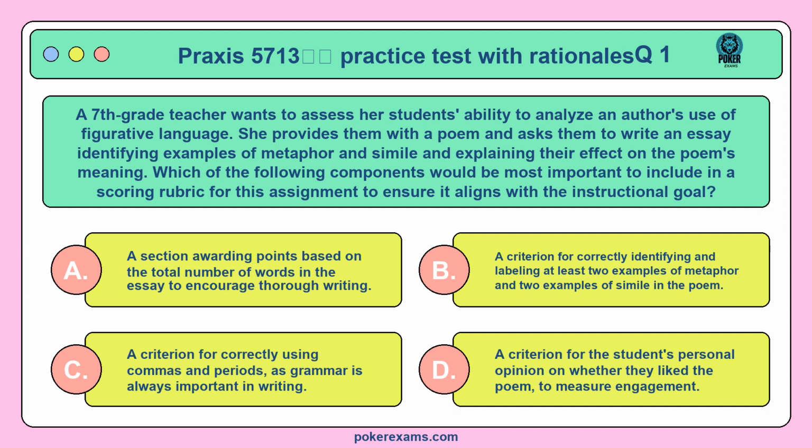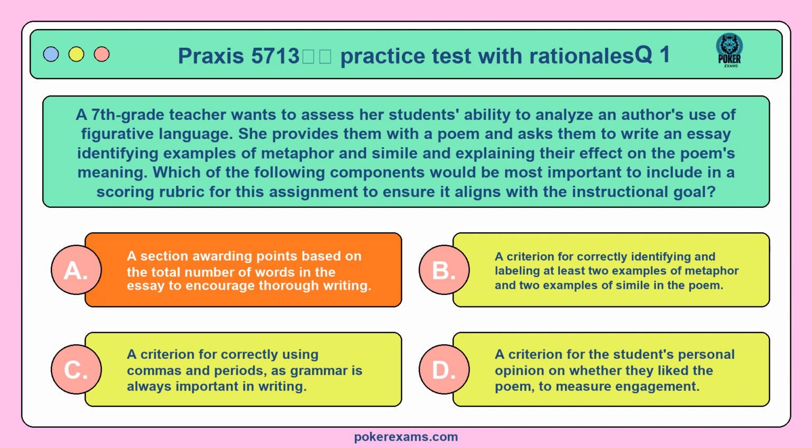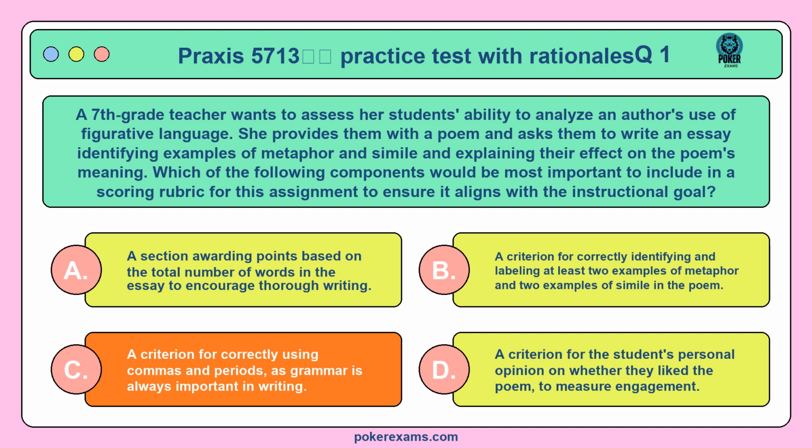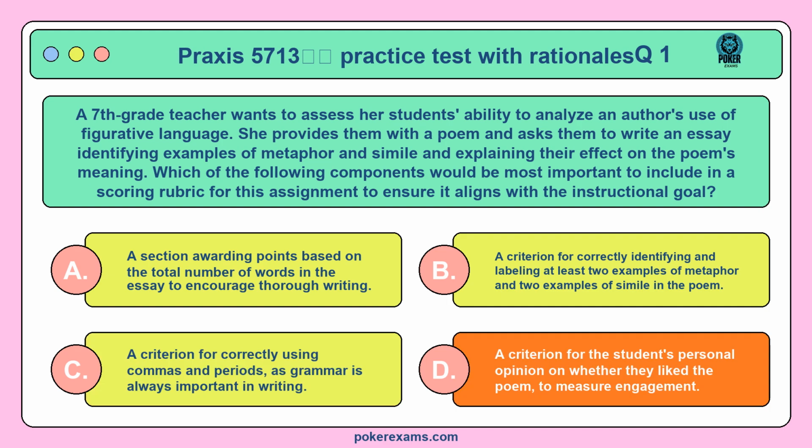Option A. A section awarding points based on the total number of words in the essay to encourage thorough writing. B. A criterion for correctly identifying and labeling at least 2 examples of metaphor and 2 examples of simile in the poem. C. A criterion for correctly using commas and periods, as grammar is always important in writing. Or D. A criterion for the student's personal opinion on whether they liked the poem to measure engagement.